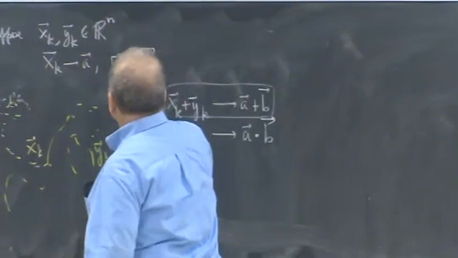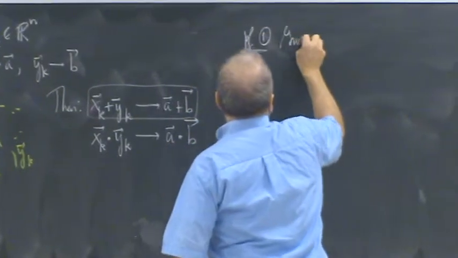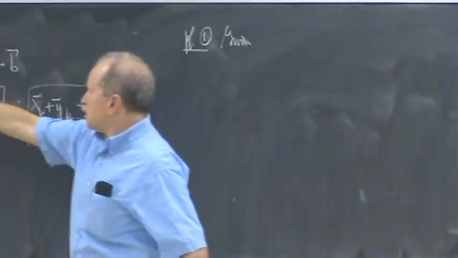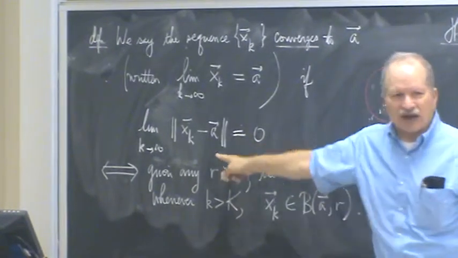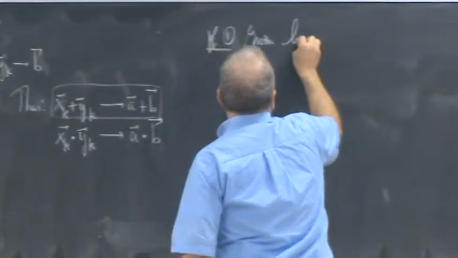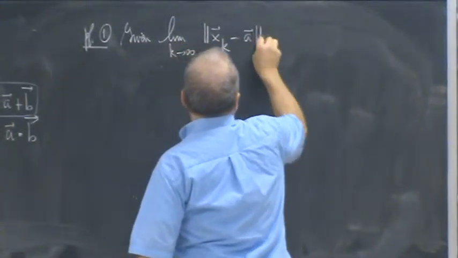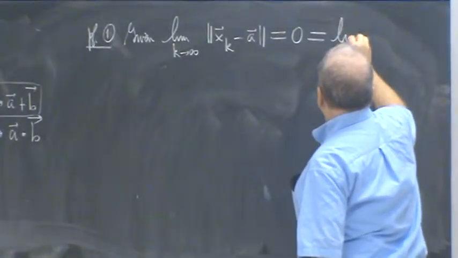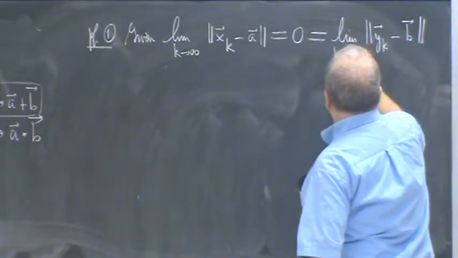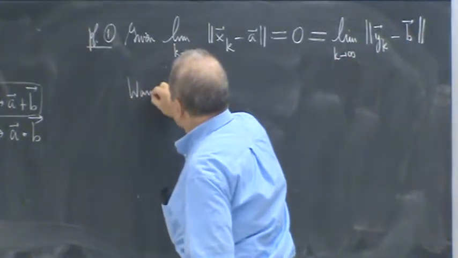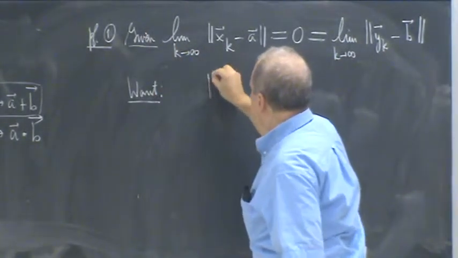So I'm given, so proof one would be, given that the xk's go to A, what does that mean? That means that as k goes to infinity, the magnitude of the difference vector goes to zero. And similarly for the yk's minus B. What do we want? The magnitude of xk plus yk minus... There you go.